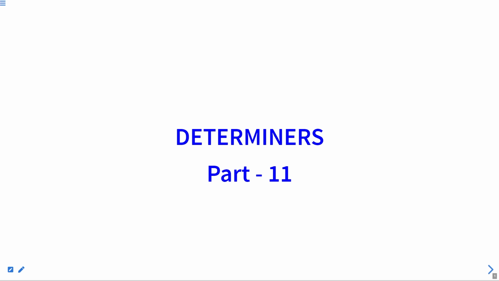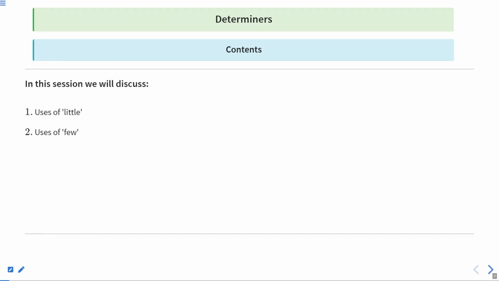First of all, we'll go through what topics we are going to discuss in this session. Well, in this session, we will discuss the following topics. First of all, we'll cover the uses of little. It means we'll cover the determiner little entirely. There are various forms of little, that is little, a little, the little. All the forms we are going to discuss in this session.